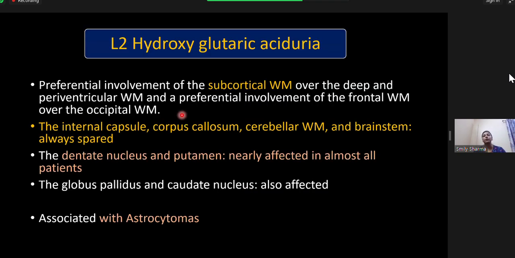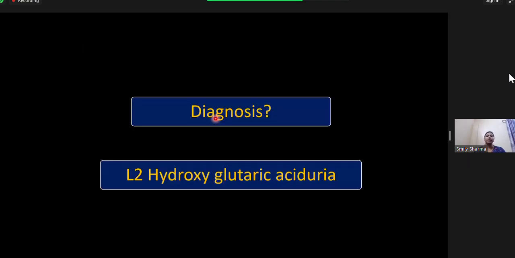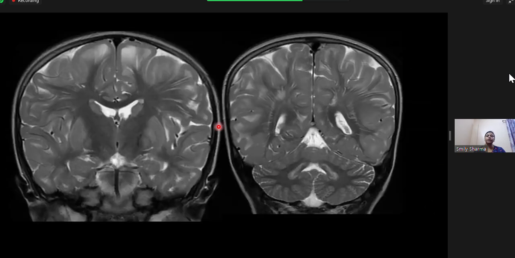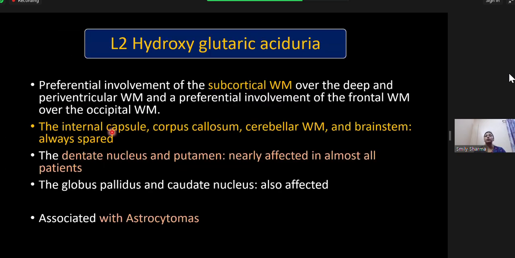There is preferential involvement of subcortical white matter over the deep white matter and periventricular white matter. And also in this case, there is more frontal involvement as compared to the occipital involvement, which we can also somewhat see in our case. Apart from that, the internal capsule, corpus callosum, cerebellar white matter, and brainstem are almost always spared. The most important point to know is dentate nuclei and putamen are almost always involved in this case, and globus pallidus can also be involved.